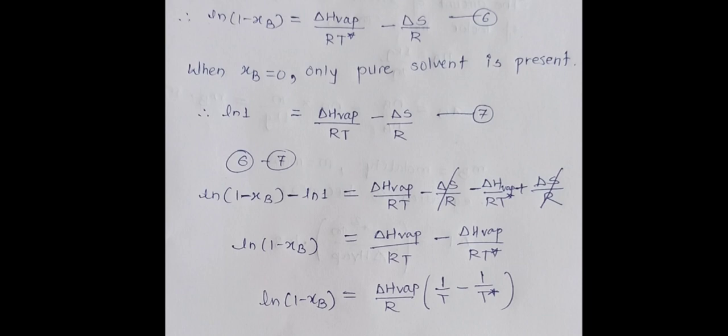So we can write ln of 1 is equal to 0, that's why the remaining term is only ln of 1 minus XB. So just write the equation as delta H vaporization upon R into 1 upon T minus 1 upon T star. So when we take the common term, delta H vaporization divided by R, outside the bracket, the remaining terms in the bracket are 1 upon T minus 1 upon T star. So you can write this equation as ln of 1 minus XB is equal to delta H vaporization upon R in a bracket T star minus T divided by T into T star. So this is the equation.